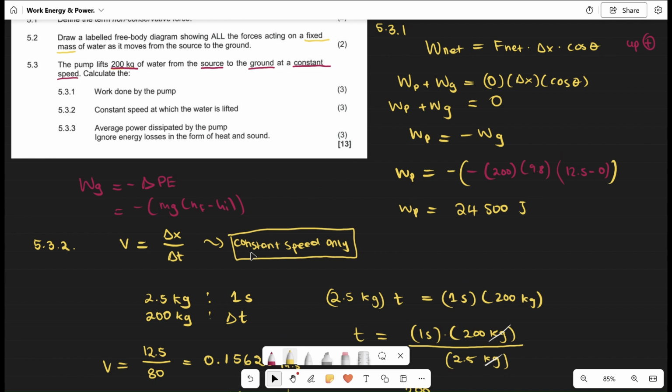So now they're saying: calculate the average power dissipated by the pump. Ignore any energy losses in the form of heat or sound. So we know that no energy is lost and no heat creates any energy losses.